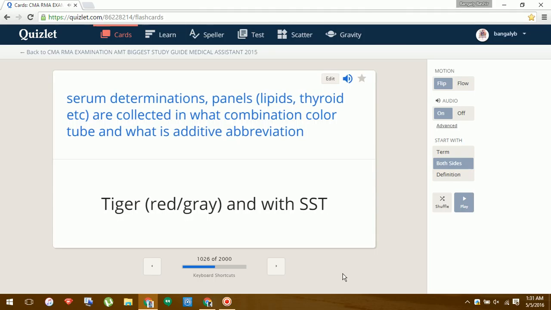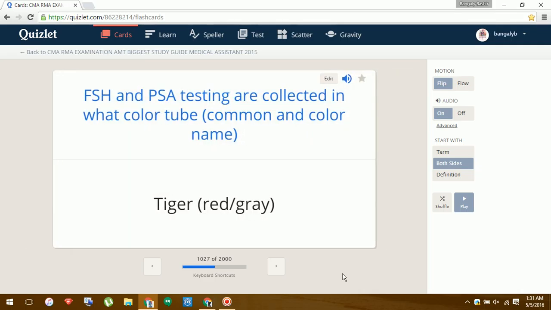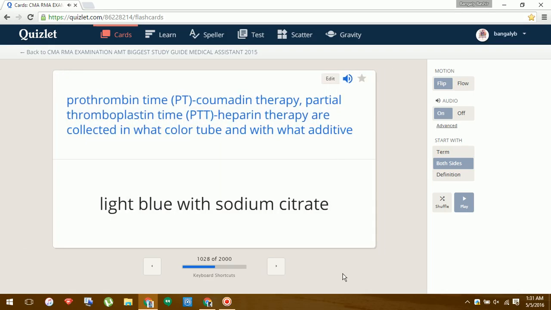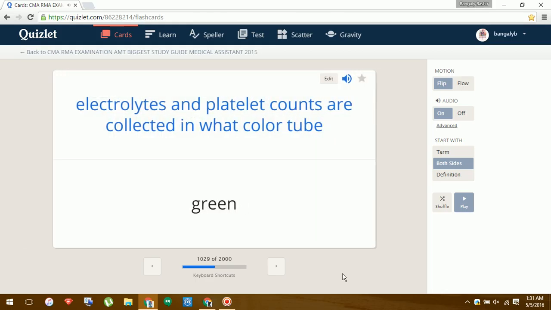Serum determinations panels are collected in what combination color tube and what is additive abbreviation? Tiger and with SST. FSH and PSA testing are collected in what color tube? Tiger. Prothrombin time coumadin therapy, partial thromboplastin time heparin therapy are collected in what color tube and with what additive? Light blue with sodium citrate. Electrolytes and platelet counts are collected in what color tube? Green.